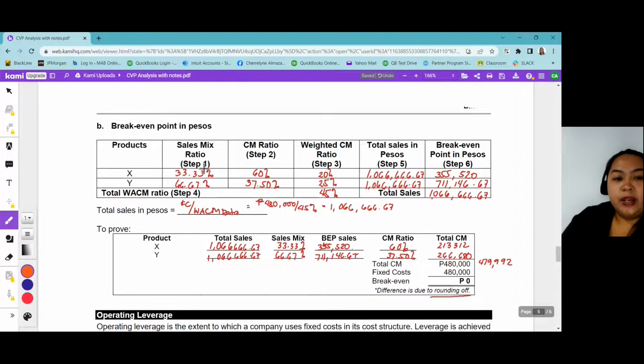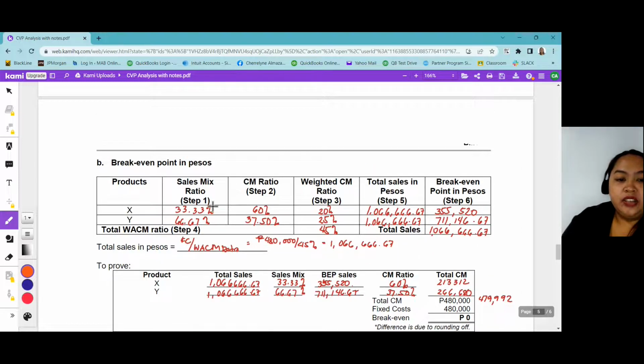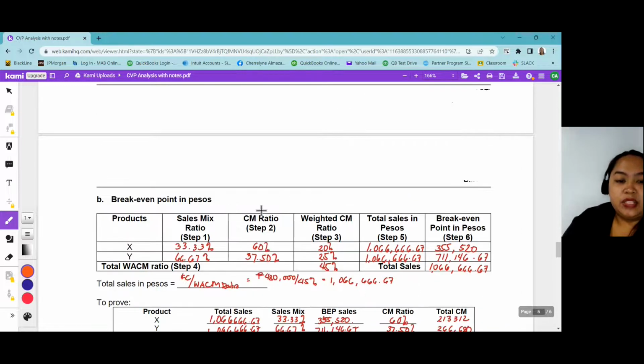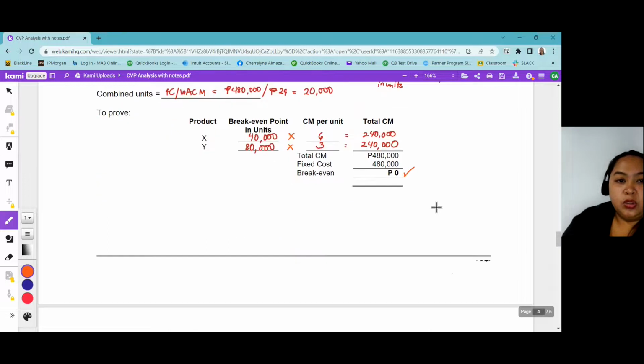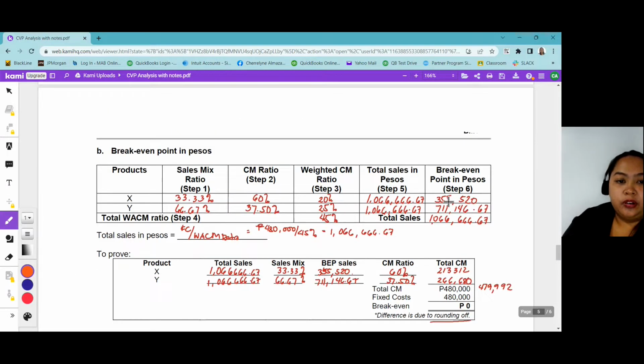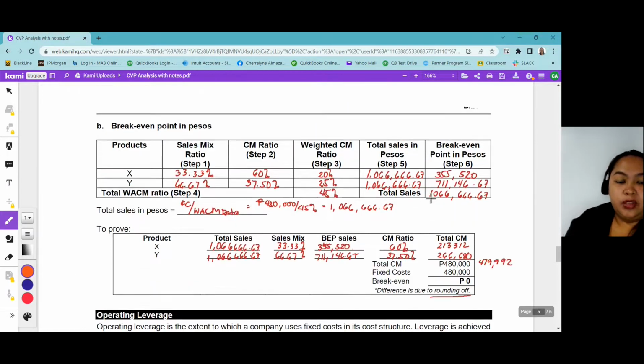Okay. So, ito rin, kaya lang break-even point in pesos naman ito. Okay? So, ngayon, tignan natin yung sales mix ratio natin. Okay? Yung sales mix ratio natin is we have 2 and 4. Okay? 2 and 4. Paano na-compute yung 333 at saka 667? Okay. So, wait lang.